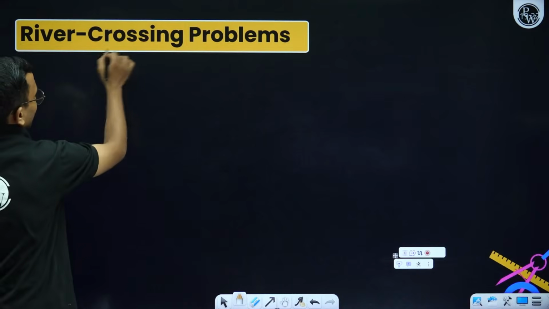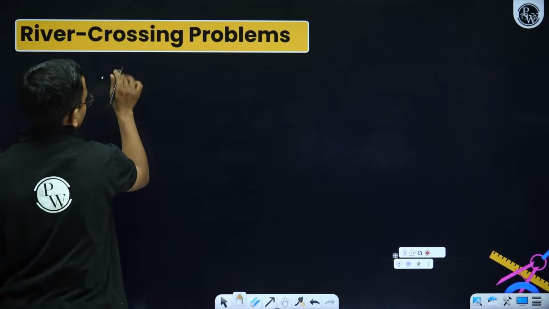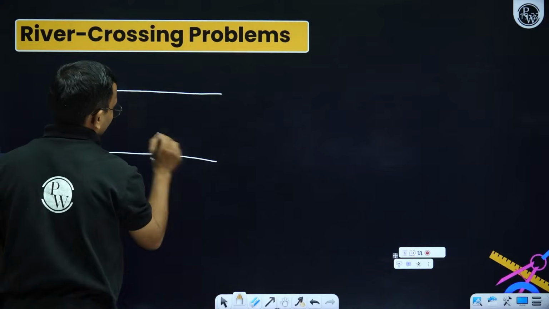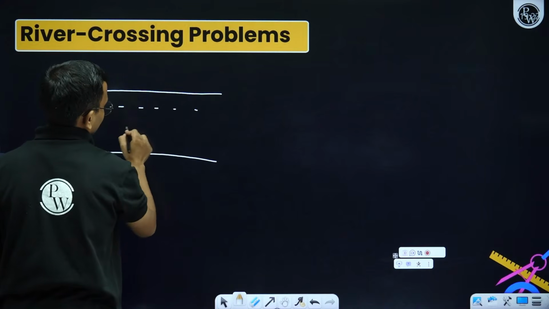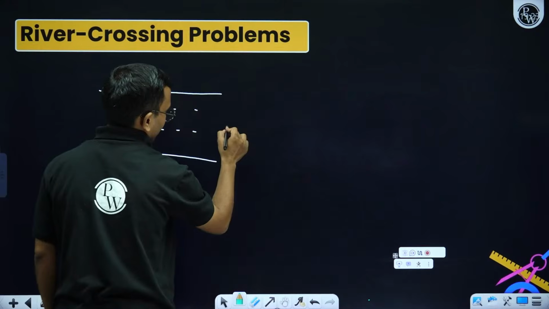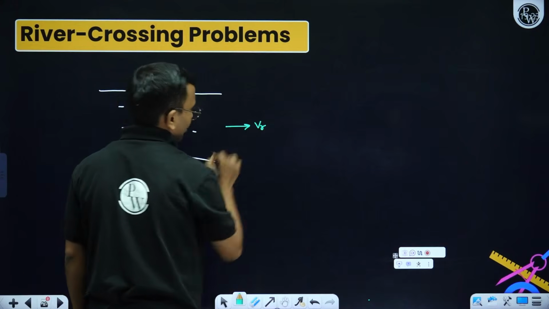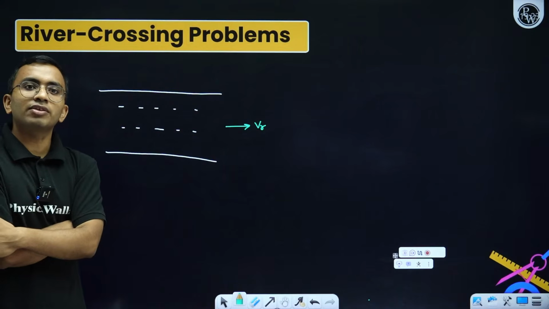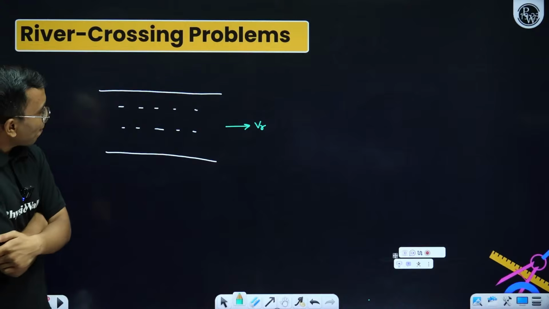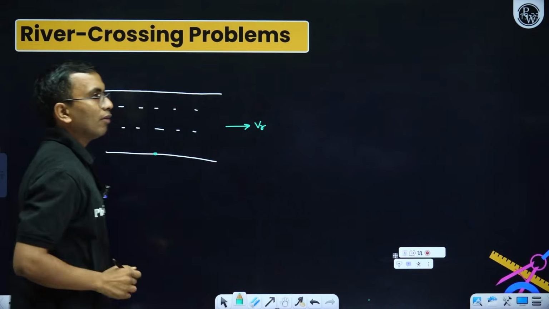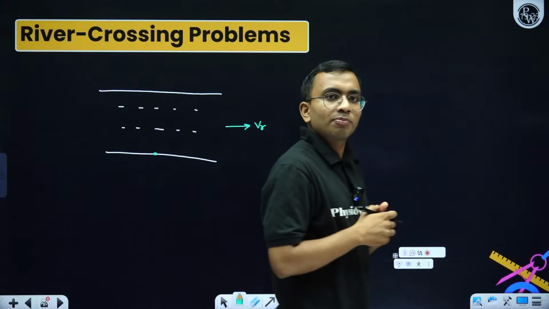Okay, so here let us take this is our river. Water is there in the river. The river is flowing towards the right like this with some velocity V river. There is a person here. Now you know the velocity of the person.